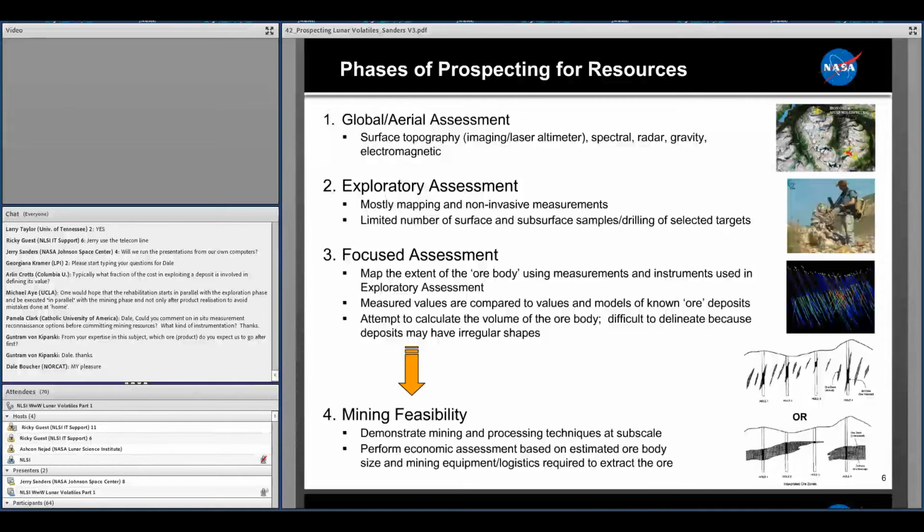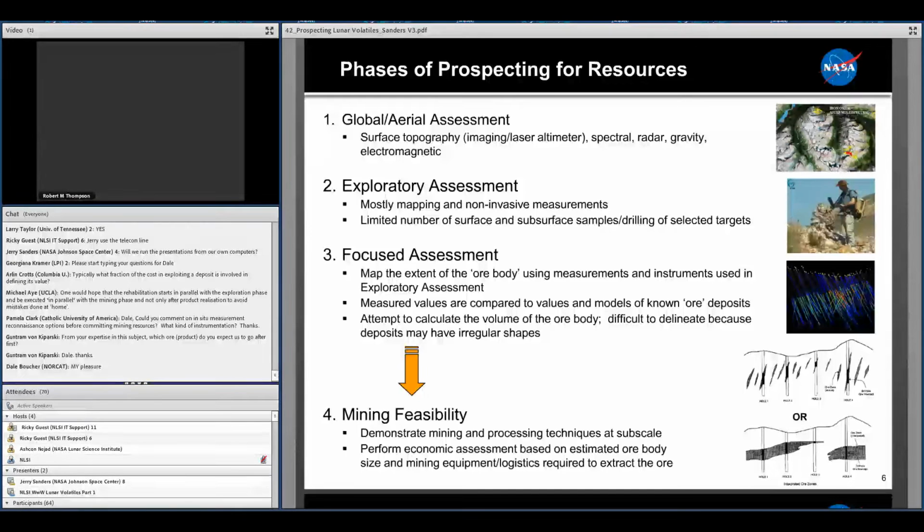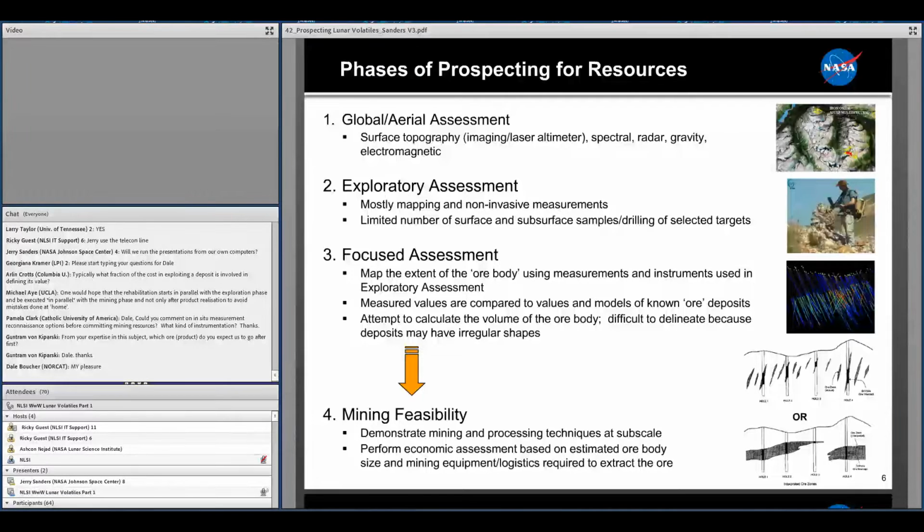So the phases that we look at from a prospecting point of view, you break it down into 4. The global assessment, basically, if you look over here, taking very wide range surface maps, superimposing data about minerals and such. Once you've identified a potential interesting location, you start your exploratory assessment. This is mostly mapping and non-invasive instruments with a limited number of surface and subsurface samples. If you find a location that piques your interest, you then go into a much more focused assessment.